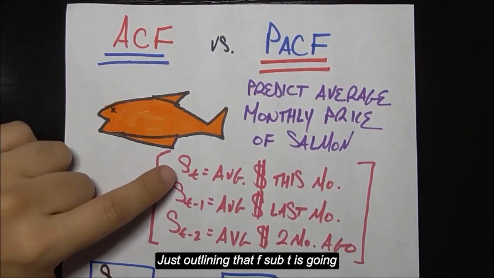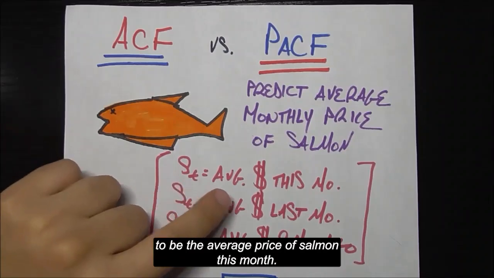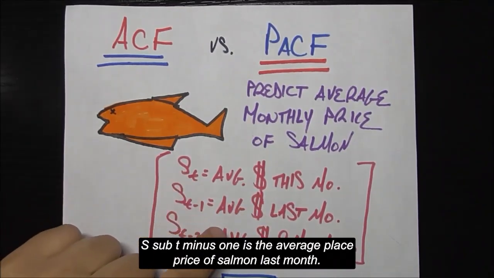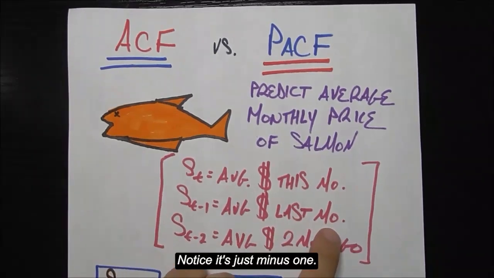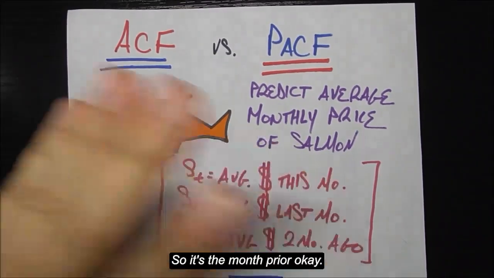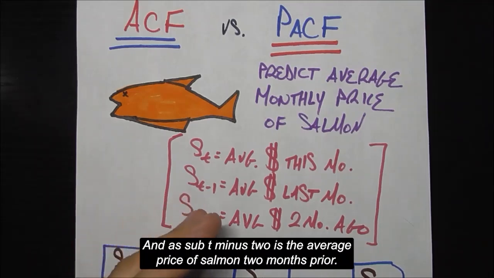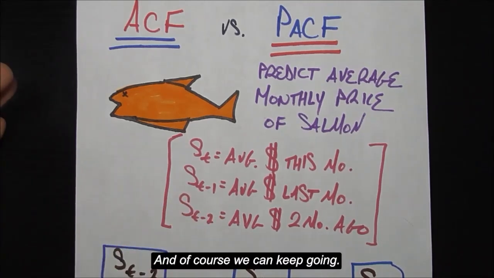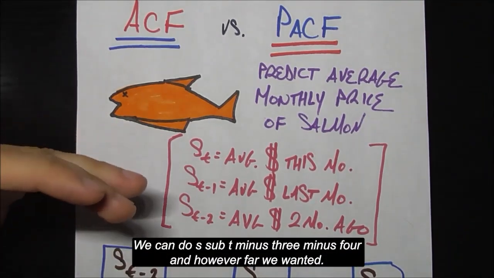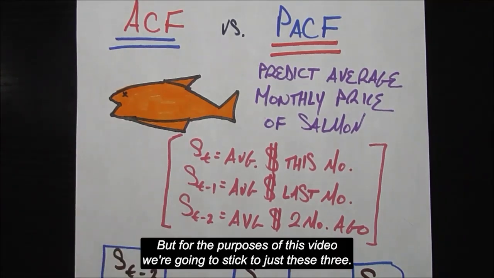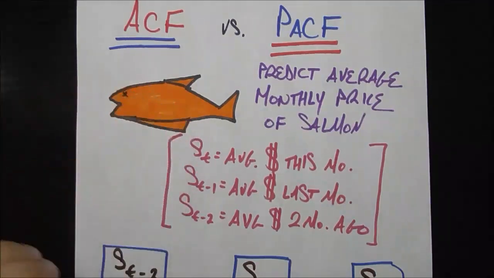S sub t is going to be the average price of salmon this month. S sub t minus 1 is the average price of salmon last month. Notice it's just minus 1, so it's the month prior. Okay? And S sub t minus 2 is the average price of salmon 2 months prior. And of course we can keep going. We can do S sub t minus 3, minus 4, and however far we want. But for the purposes of this video, we're going to stick to just these three.